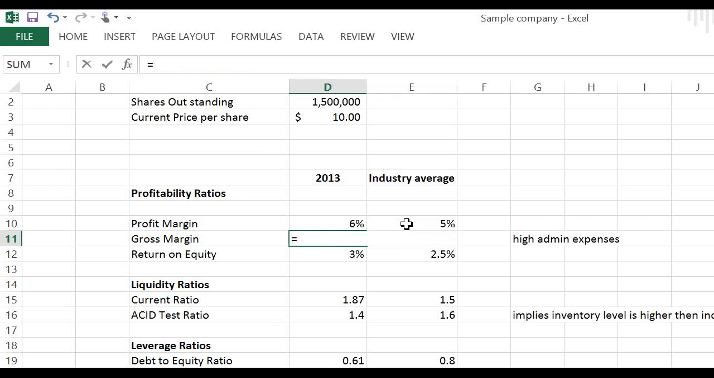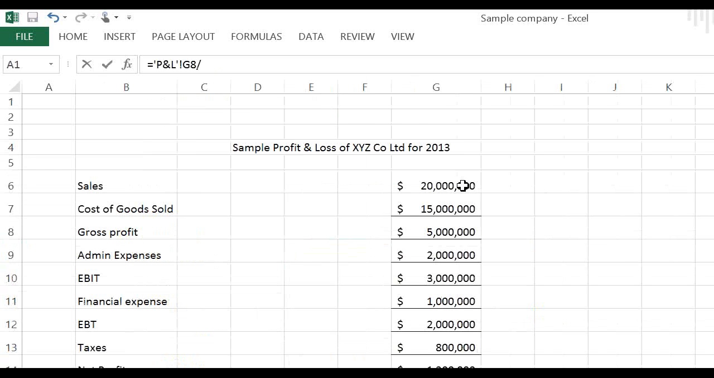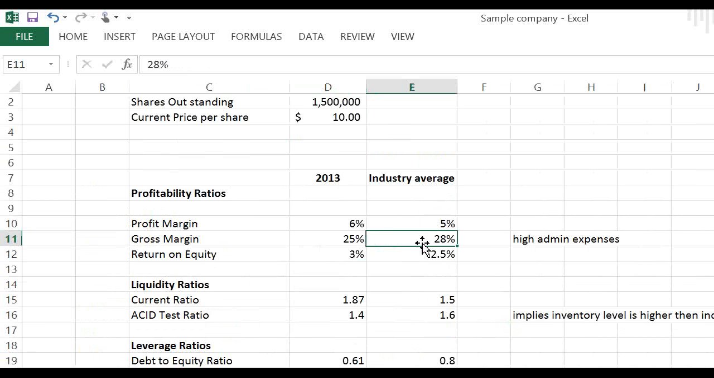Again, we press equal to, we link the formula, we go to the profit and loss sheet, we click on the gross profit tab, we press the divide button, and then we press the sales tab. So the gross margin for the company is 25%, but the industry average gross margin is 28%. So again, it's an interesting scenario. The company has a better profit margin compared to the industry, but the company has a lower gross margin.